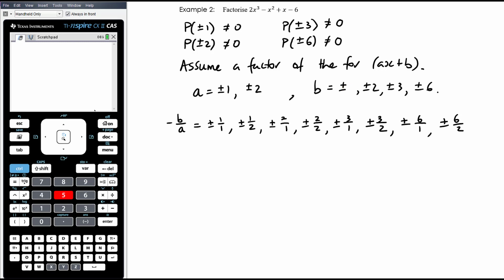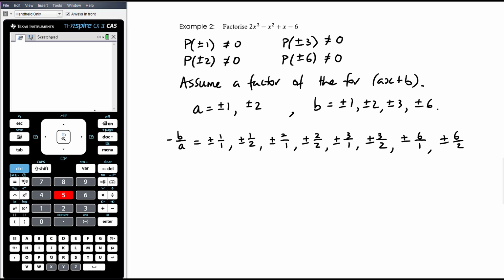Alright, so let's see what we can rule out. We've already tested all the integer values theoretically. So 1 over 1 is an integer, 2 over 1 is an integer, 3 over 1 is an integer, 6 over 1 is an integer. So there are actually only 8 options remaining, even though it seemed like there were a lot.